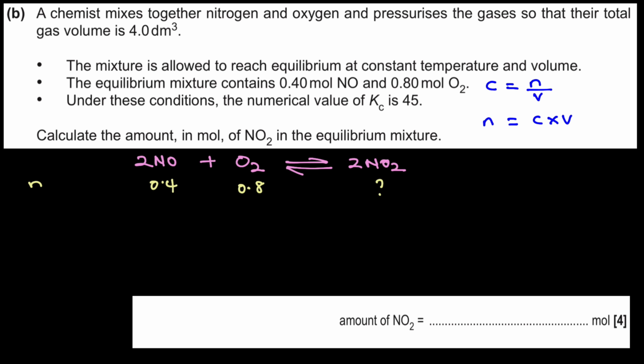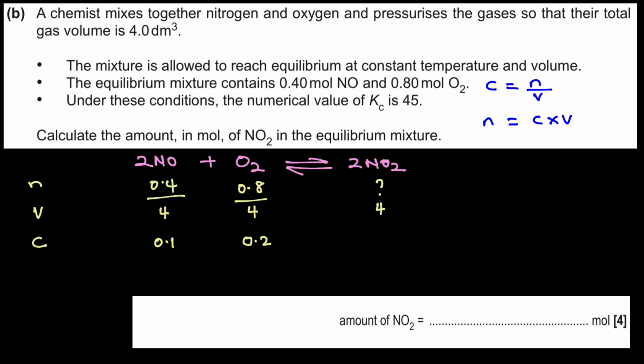We know the total volume in this situation is 4, and now we can find the concentration, and concentration is mole over volume, and therefore the concentration in this case will be 0.1. That's because we get 0.4 divided by 4. So if I draw a line here, that shows how we get the concentration. So concentration is 0.4 divided by 4, that's 0.1. 0.8 divided by 4 will be 0.2. As you know, concentration is mole over volume.